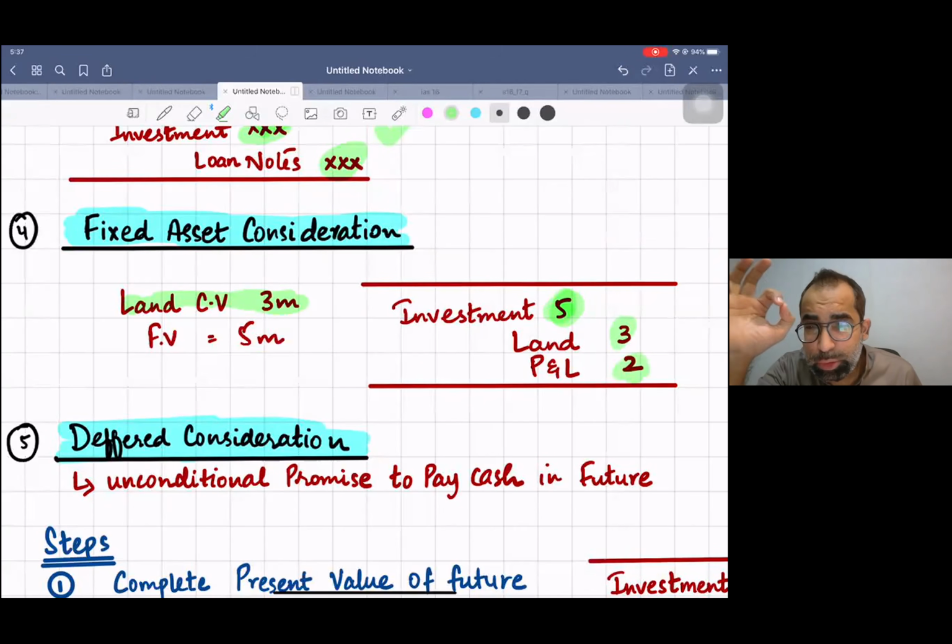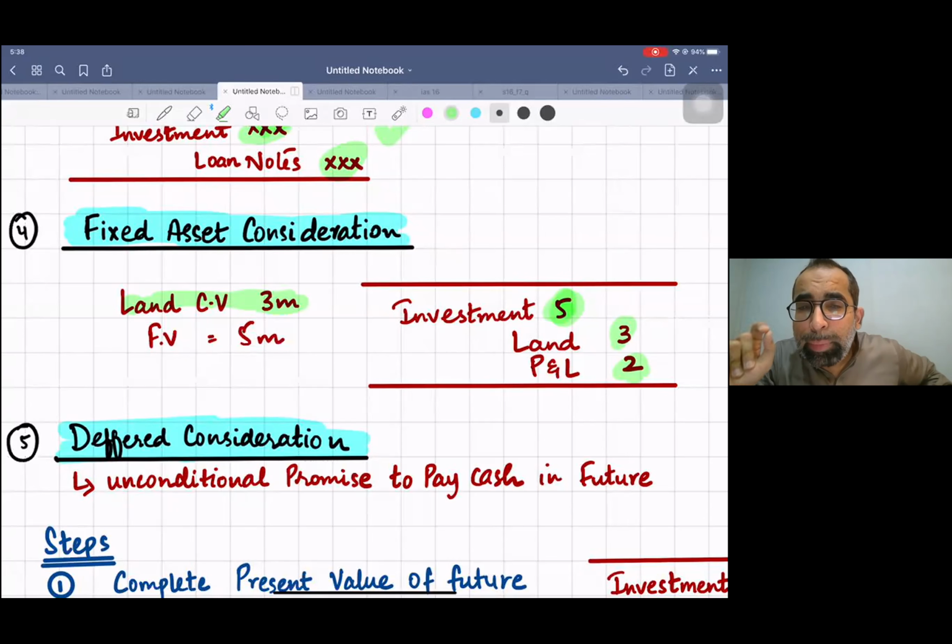Now, one technical issue, please don't get confused. Sir, do we book this gain in our consolidated P&L? Yes, we'll book this gain. Why? This is not an intercompany transaction. Parent company has given this land to the S company shareholders. Just think over it. They are human beings. It's not S company.